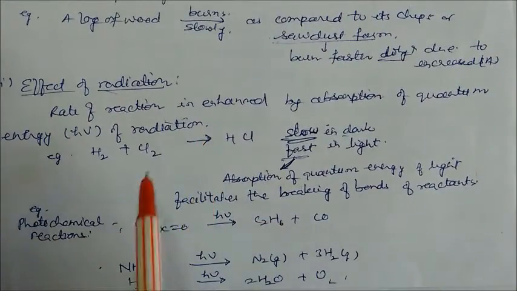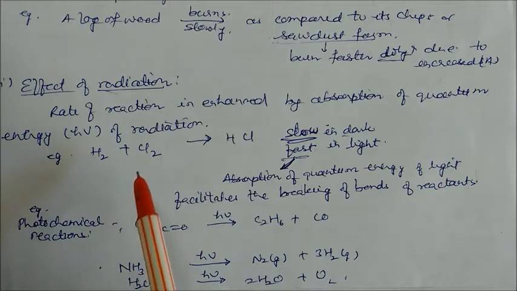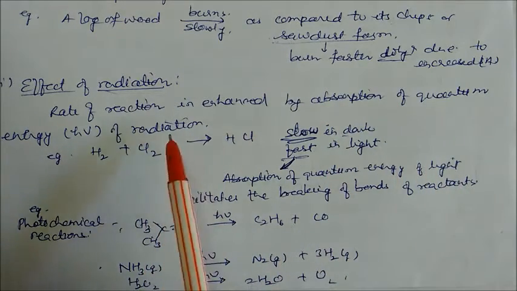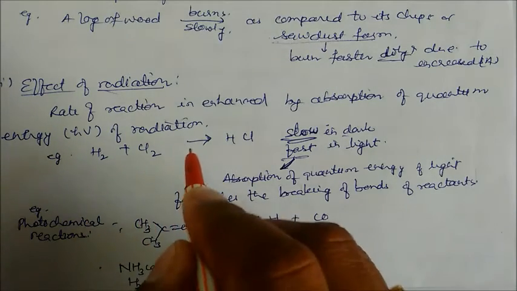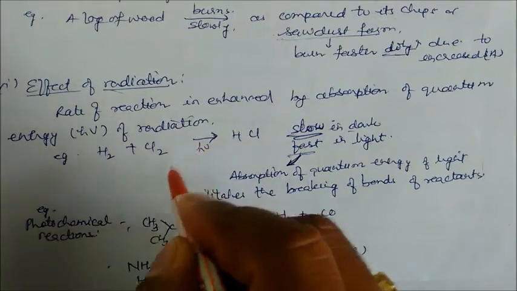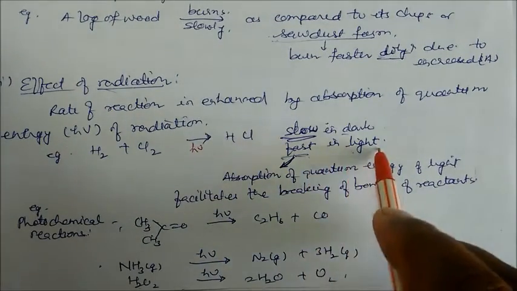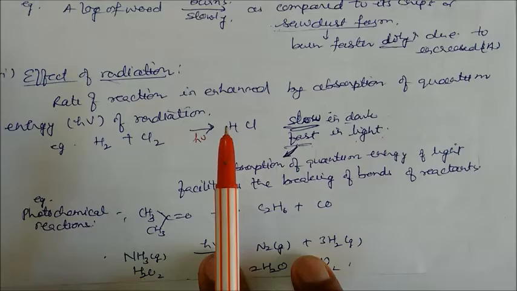Another factor is the effect of radiation. The rate of reaction is enhanced by the absorption of quantum energy, that is, of radiation. For example, H2 plus Cl2, hydrogen plus chlorine, in the presence of sunlight will give you HCl. This reaction is slow in the dark, but fast in light, because light provides some extra quantum of energy, which facilitates the breaking of the bonds of the reactants.